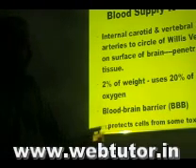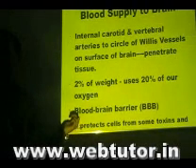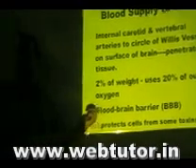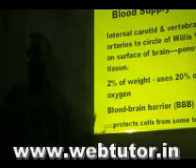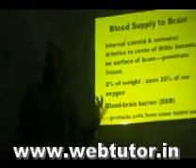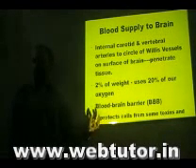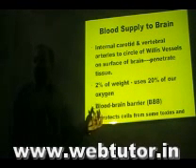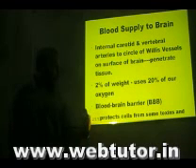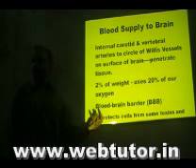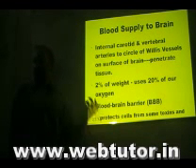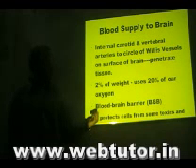Why is the blood-brain barrier important? Because there may be harmful contents in your blood, and you don't want them to reach your brain. Harmful substances like toxins. If you are suffering from any kind of infection or any kind of microorganisms which are circulating in your blood, you don't want them to enter your brain. That is why this blood-brain barrier is there.